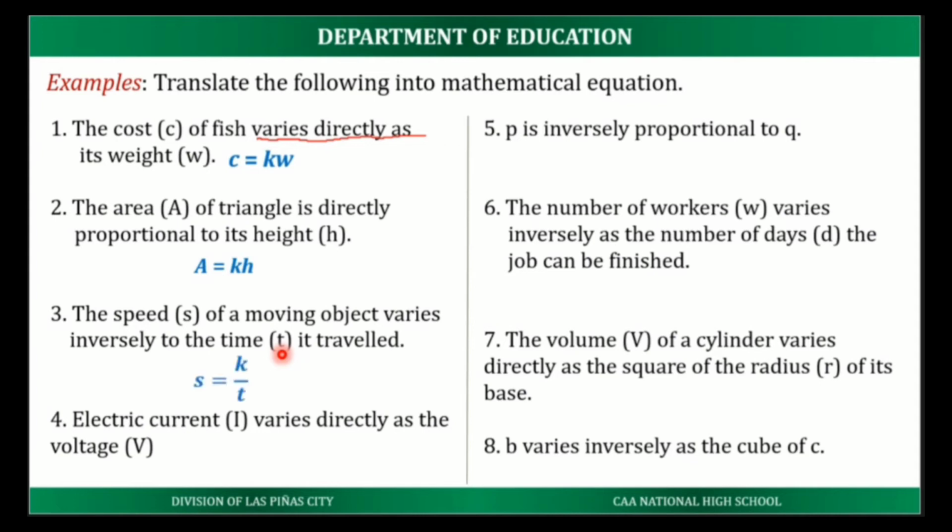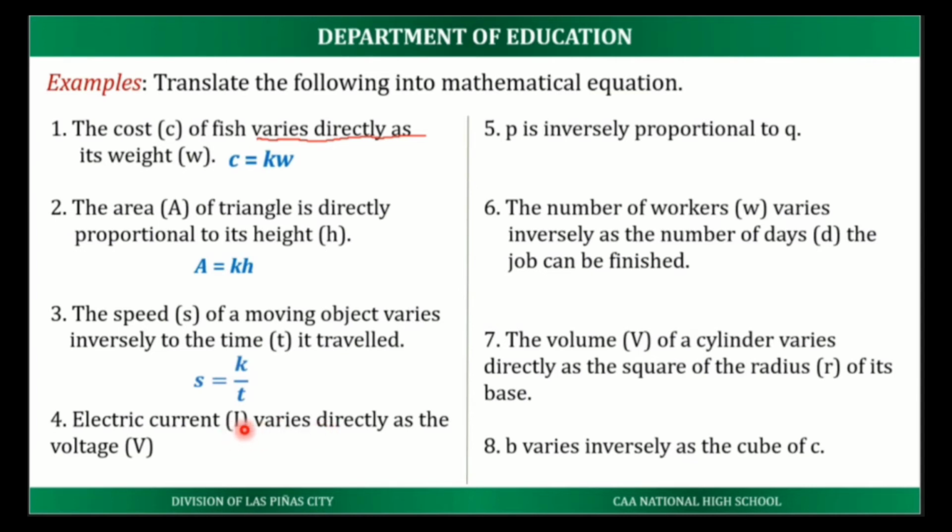So, we have S is equal to K over T. Number 4, the electric current, so I, varies directly as the voltage. So, letter V. So, number 4 is an example of direct variation because of the words varies directly.